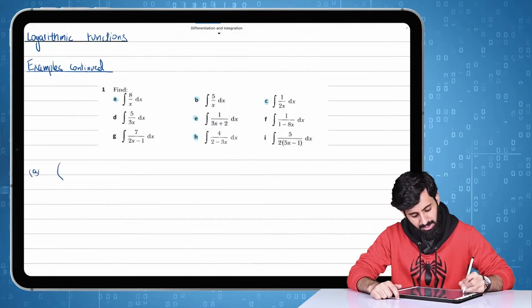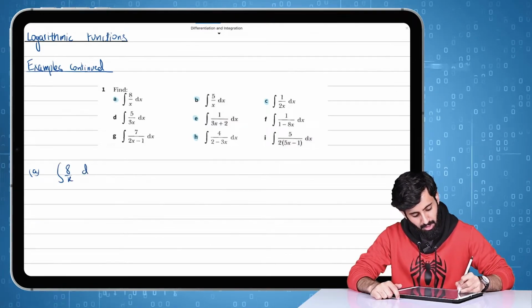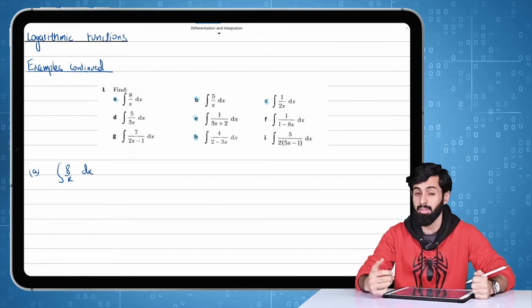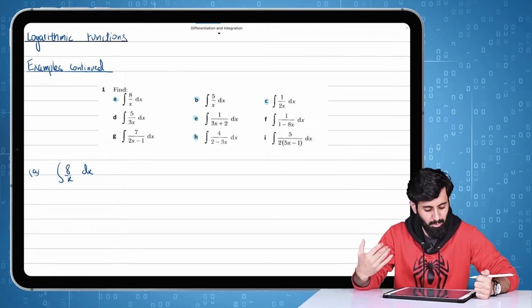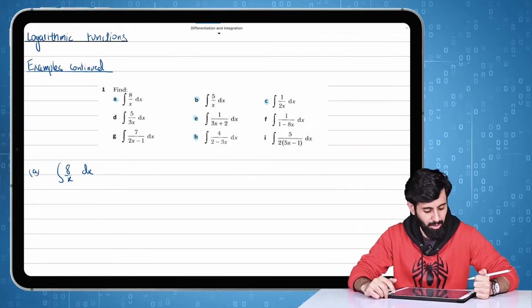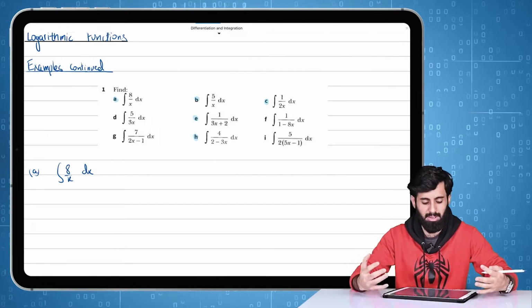Now, there's a catch in this question, and that is, if you were to differentiate x, sorry, not integrate, the answer would be 1, okay? But what do we have here? We have 8 over here, okay? Now, how do you fix this? Well, there's a very simple way of doing that.